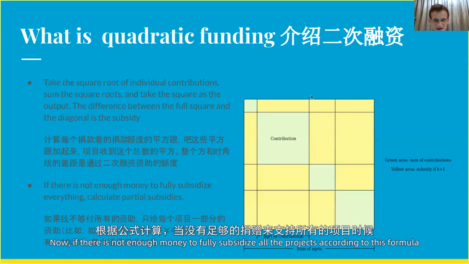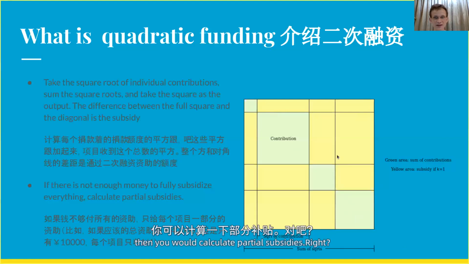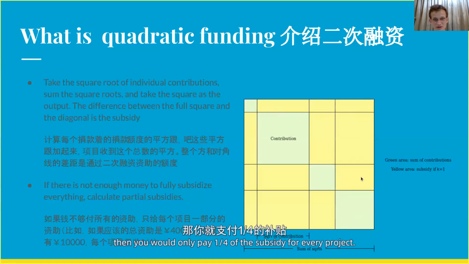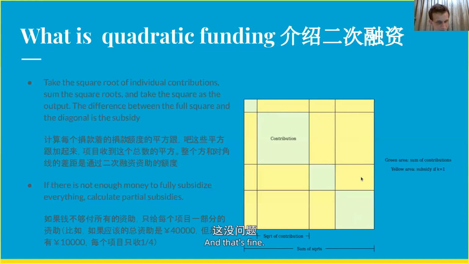Now, if there is not enough money to fully subsidize all the projects according to this formula, then you would calculate partial subsidies. So, for example, if there's only enough money to pay 1/4 of the subsidy for every project, then you would only pay 1/4 of the subsidy for every project, and that's fine.